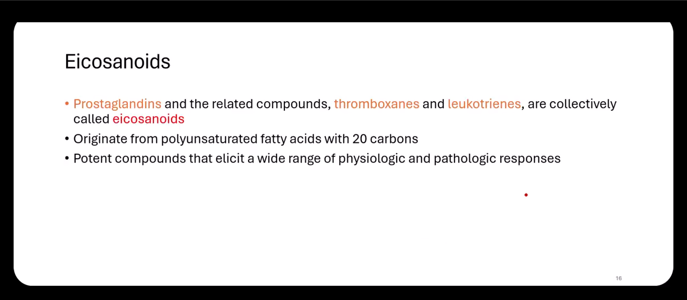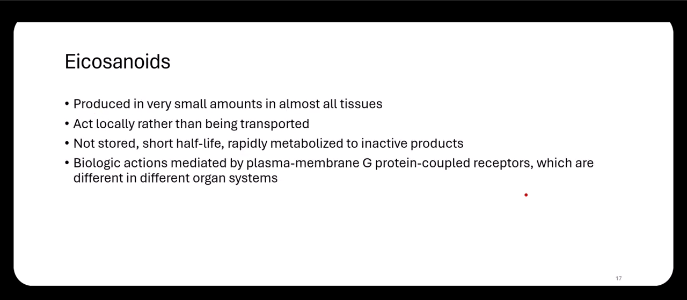Okay, next place we're going to go is eicosanoids. Eicosanoids are kind of baby hormones in a way. So again, we're going to go through the structure of how we get them. So the prostaglandins, the thromboxanes, the leukotrienes, they're collectively called the eicosanoids. Come from polyunsaturated fatty acids with 20 carbons. We'll talk about that. And we get a pretty wide range of physiologic and pathologic responses from these molecules. So they're different than hormones. That's why I kind of call them baby hormones.